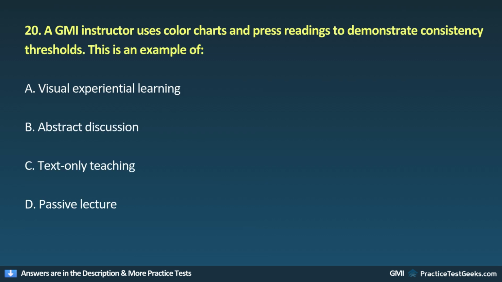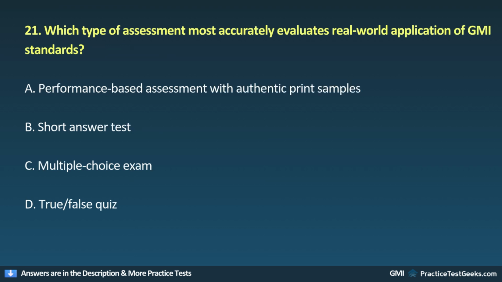20. A GMI instructor uses color charts and press readings to demonstrate consistency thresholds. This is an example of: A, visual experiential learning. B, abstract discussion. C, text-only teaching. D, passive lecture.